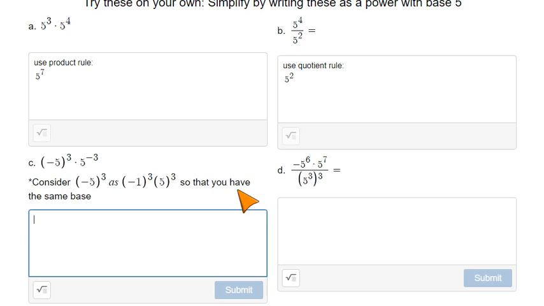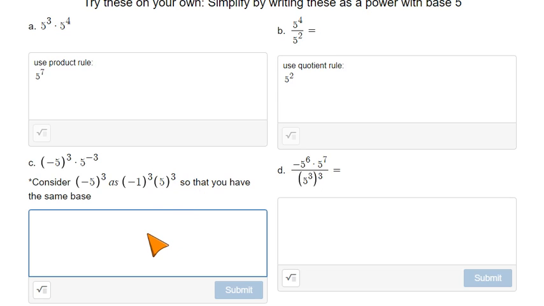These two questions are slightly trickier because the base is not just a 5. Part C says negative 5 to the power 3 times 5 to the negative 3. Right now, they're two different bases, so I can't combine them using any exponent rules. But we could split negative 5 to the power of 3 up, so that we could have negative 5 cubed as negative 1 cubed times 5 cubed.